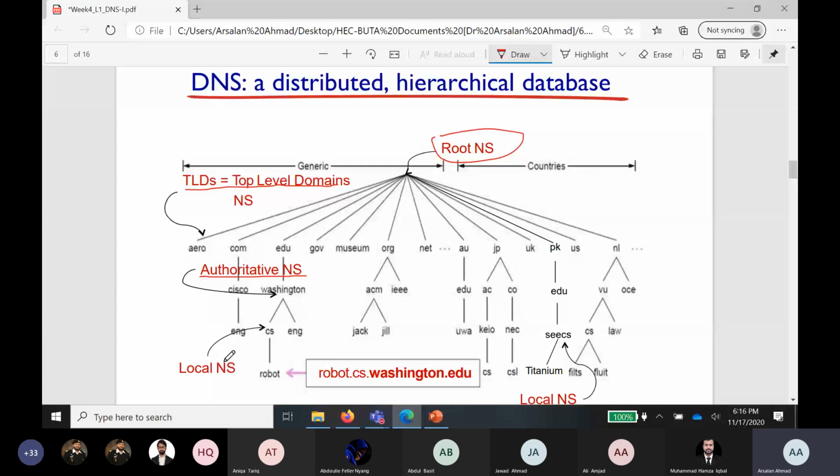But the hierarchy is formed with the help of the root name servers, the top level domain name servers, and the authoritative name servers. And each of these three hierarchical servers has its own role in the resolution of a particular hostname.